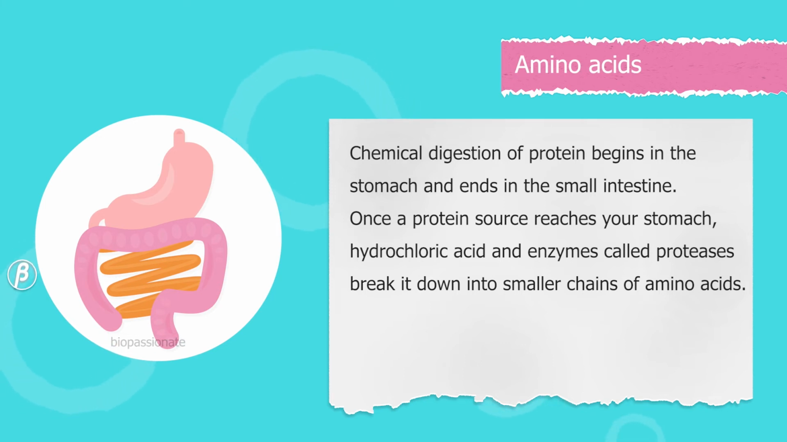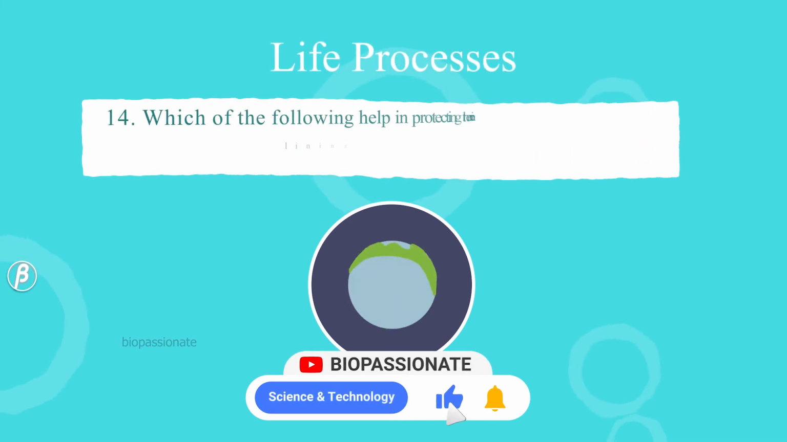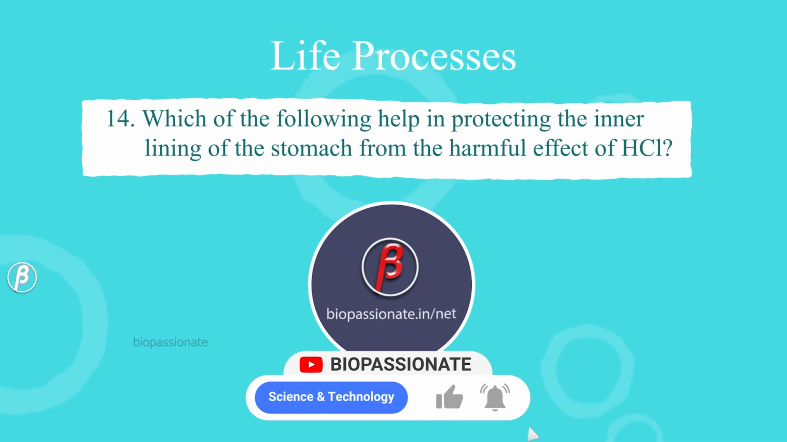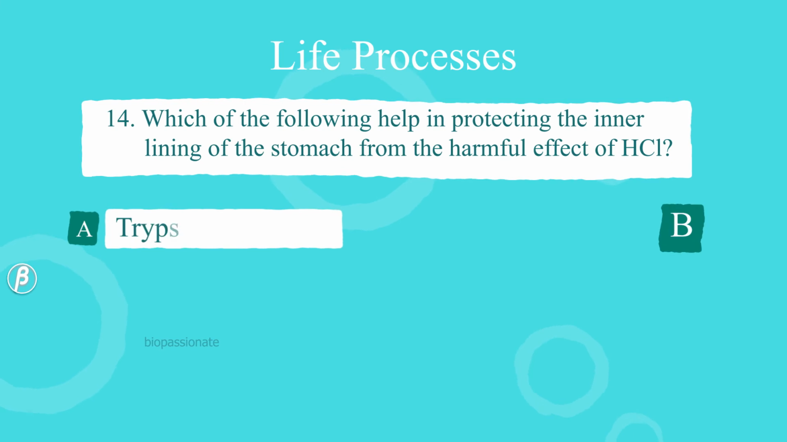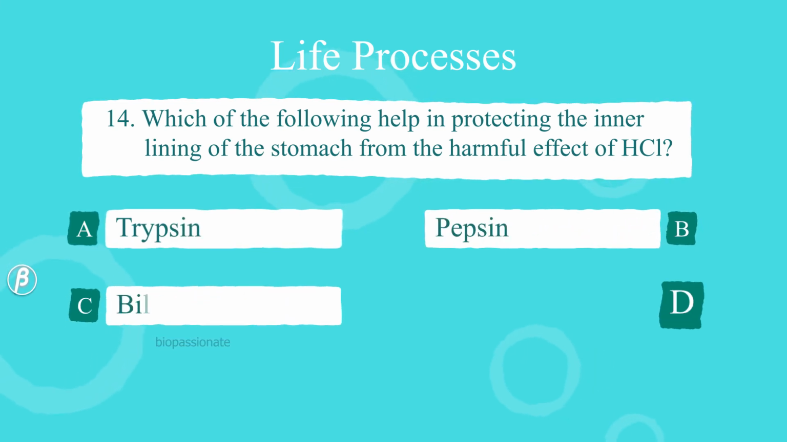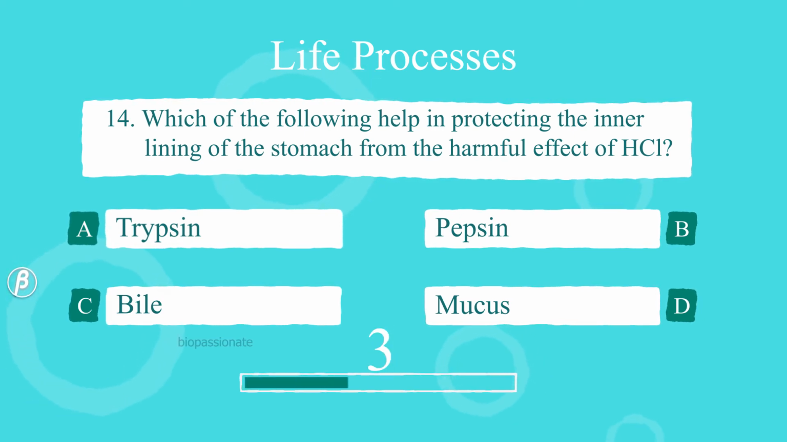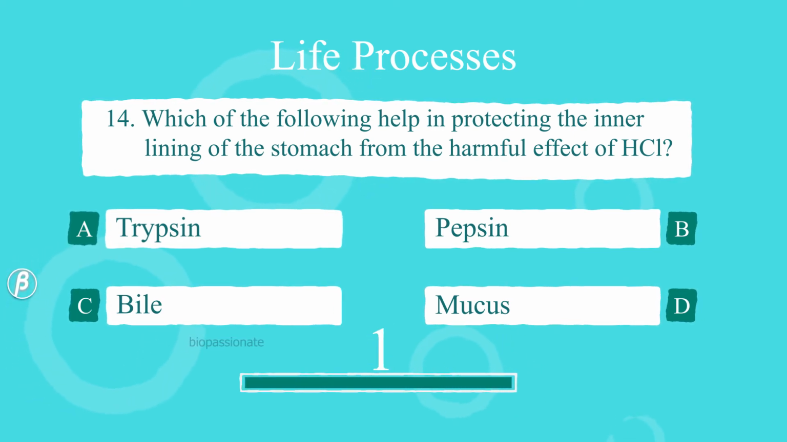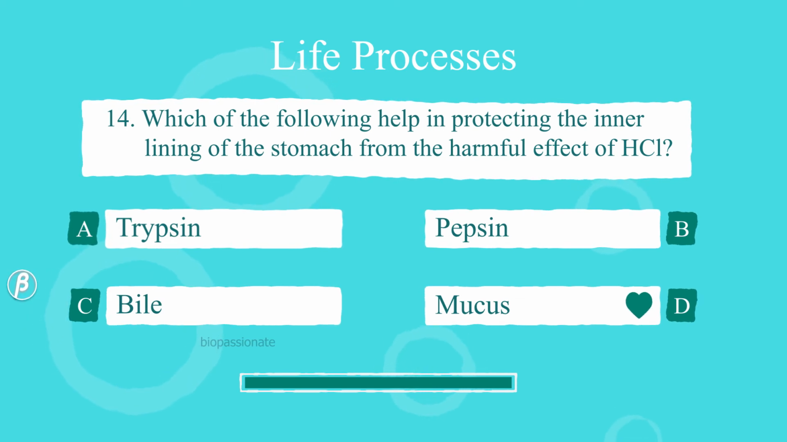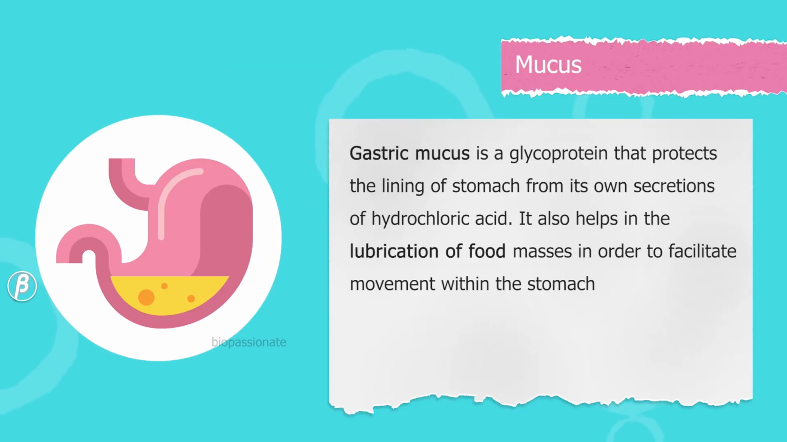Which of the following helps in protecting the inner lining of the stomach from the harmful effect of hydrochloric acid? Trypsin, pepsin, bile, mucus. Mucus. Gastric mucus is a glycoprotein that protects the lining of the stomach from its own secretion of hydrochloric acid. It also helps in the lubrication of food masses in order to facilitate movement within the stomach.